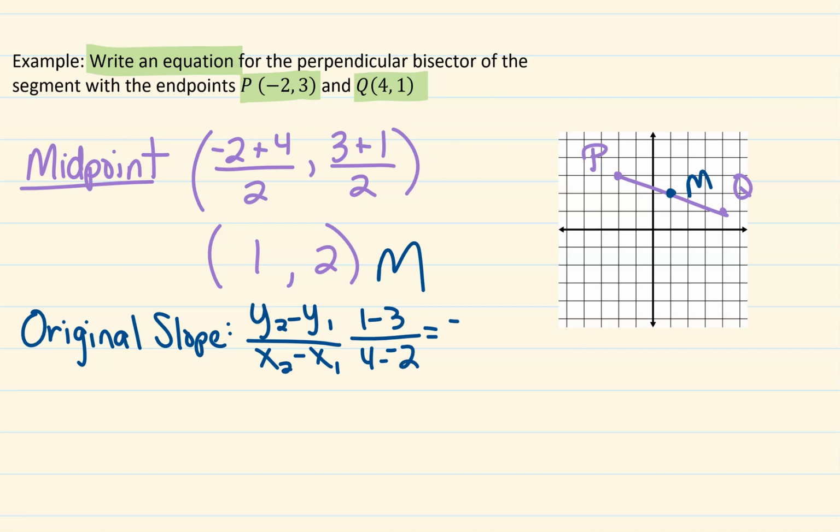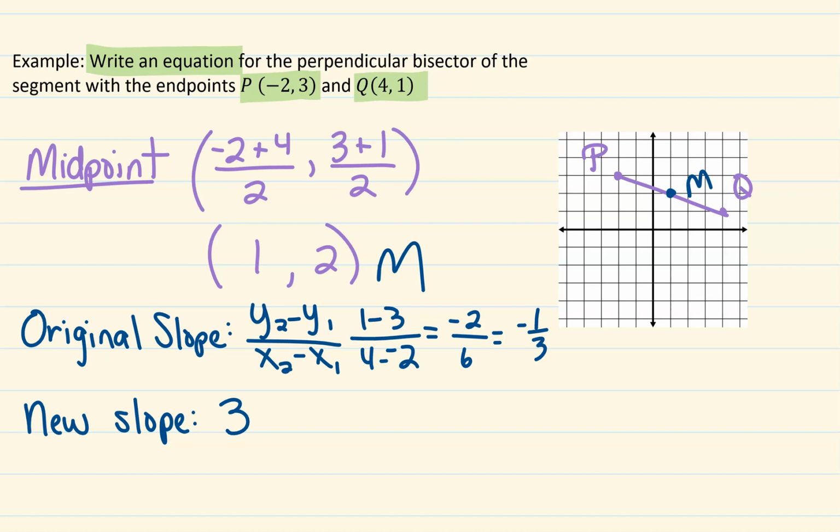So 1 minus 3 is -2. 4 plus 2 is 6. So our original line had a slope of -1/3. Our new line has to be perpendicular to that. So we're going to take that slope, find the reciprocal, so we're going to flip it over, and change it to the opposite. So our new slope is +3. If you want to write 3 over 1, you can. You don't need it.